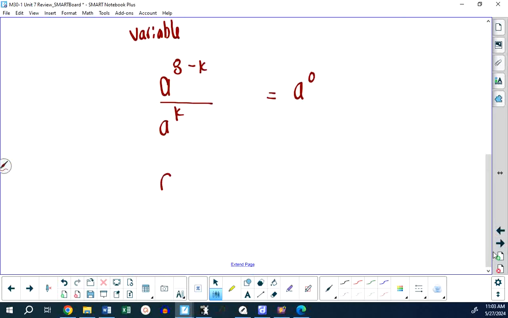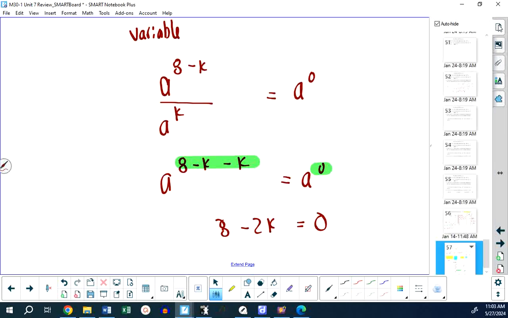This can be written as a to the 8 minus k, because I subtract the exponents when I divide common bases, powers with common bases. And this is equal to a to the 0. Well, those two exponents have to be equal. And I get 8 minus 2k, that's an 8, equals 0, and I solve that for k and get 4. And you can do this for any of them, for any of these problems like this.